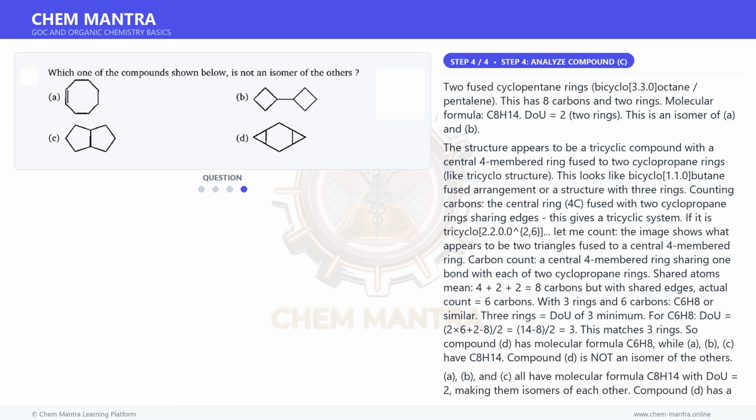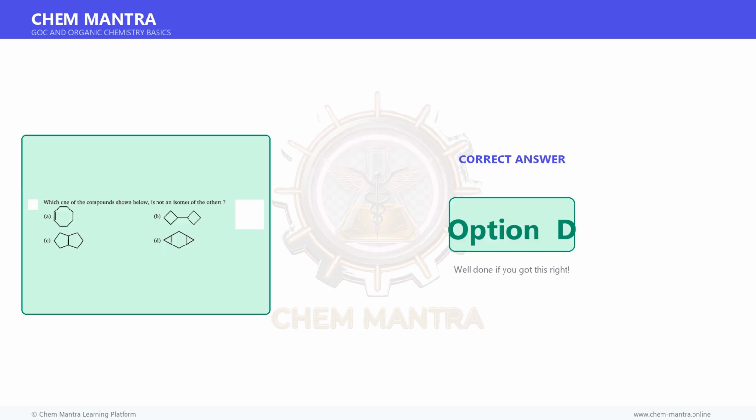Compound D is not an isomer of the others. A, B, and C all have molecular formula C8H14 with DU equal to 2, making them isomers of each other. Compound D has a different molecular formula, fewer carbons, different hydrogen count, so it cannot be an isomer. Therefore, the correct answer is option D.